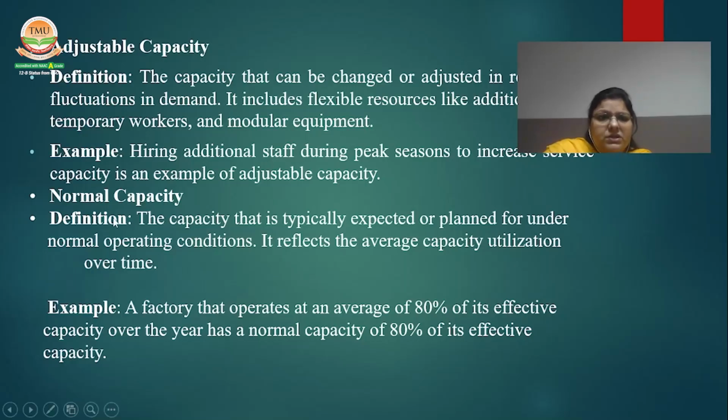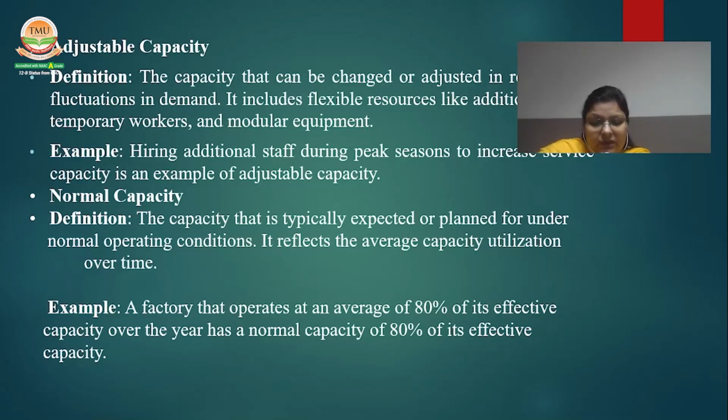Okay, next is normal capacity. Normal capacity means the capacity that is typically expected or planned for under normal operating conditions. Here we are working for normal operations, and we expect or plan that this much is our normal capacity. It reflects the average capacity utilization over time.